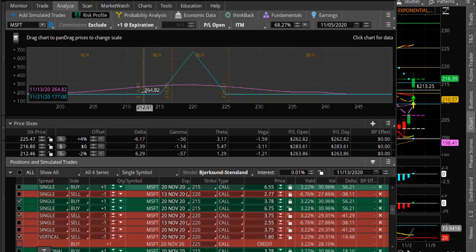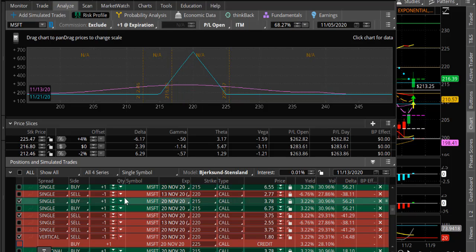So now we've converted this trade to a butterfly targeting 220 for expiration on the 20th of November, and the trade would be up $177 credit. If it goes down, you make $177. If it goes up, you make $177. If it goes out at 220, you'll make over $600.